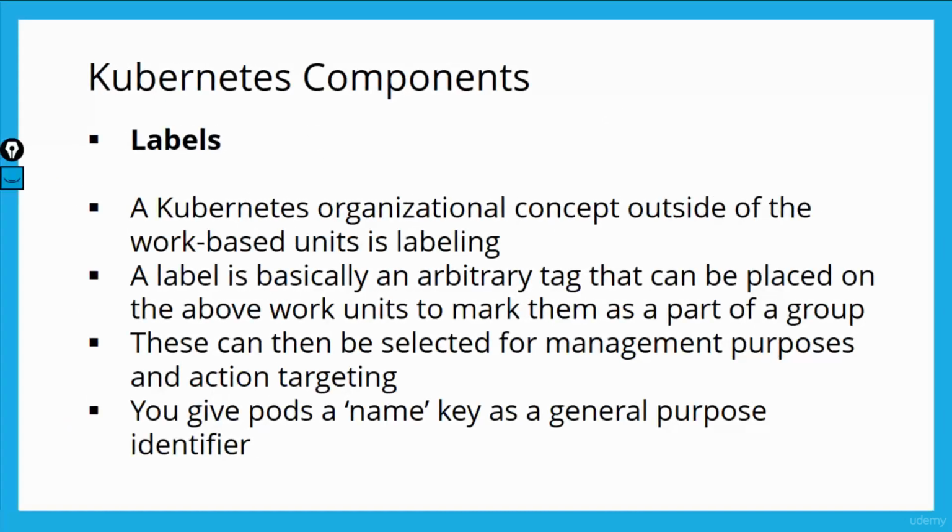And we have labels in Kubernetes. Outside of the work-based units, there is an organizational concept called labeling. A label is basically a tag that can be placed on the above work units to mark them as part of a group. So just to organize yourself, like a heading or a title. These can be selected for management purposes and action targeting. We can give pods a name key as a general purpose identifier, because you may have thousands or millions of pods and containers. So you want to make sure you label and organize yourself accordingly.